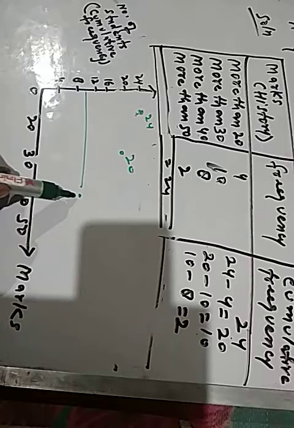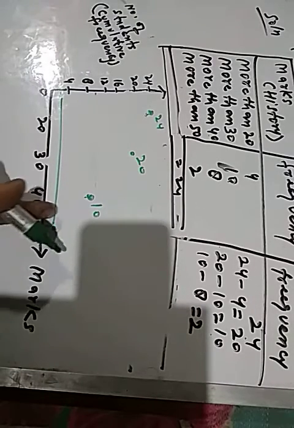More than 40, there are 10 students. That will fall here. Here it will be 10 and here it will be 40. And in the last, that is more than 50, there are only 2 students. Here it will be 2, and on horizontal axis it shows marks more than 50.